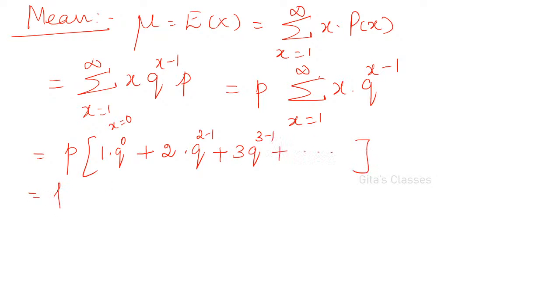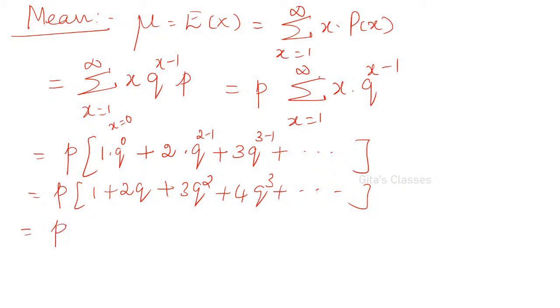Right? This is equal to small p into 1 plus 2q. Q power 2 minus 1 is q. Plus 3q squared plus 4q cube plus etc. What is this one? Small p into 1 plus 2x plus 3x squared plus 4x cube and so on. This is 1 minus q the whole power minus 2. This is the formula. These expansions you have to remember. That means p by 1 minus q the whole square.